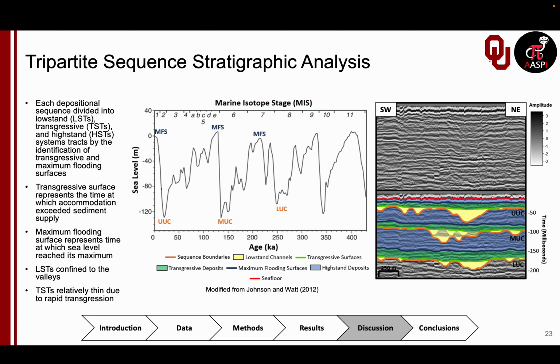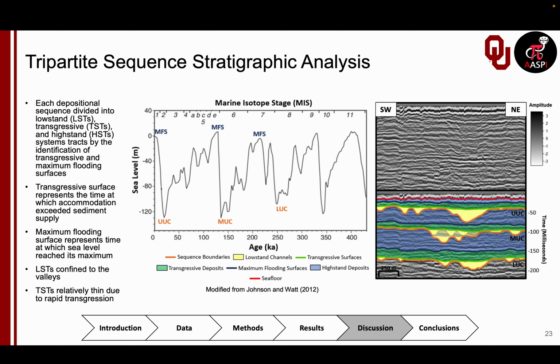So tripartite sequence stratigraphic analysis is simply dividing each depositional sequence into, as the name implies, three parts. So we're dividing it into the lowstand systems tract, the transgressive systems tract, and the highstand systems tract. And this is just done by identifying the bounding surfaces, which are our unconformities, which we already have identified, and then our transgressive and maximum flooding surfaces.